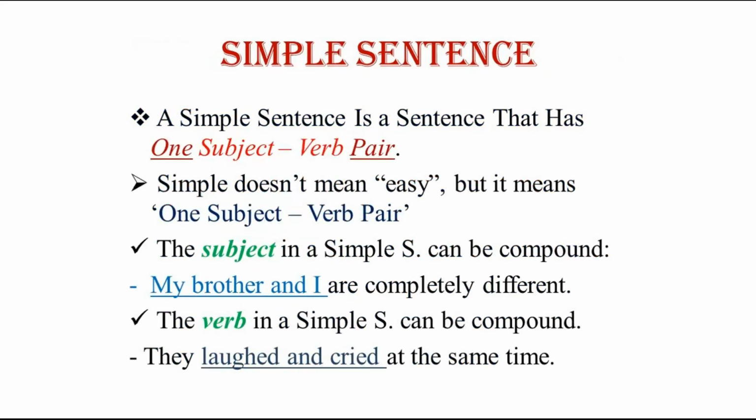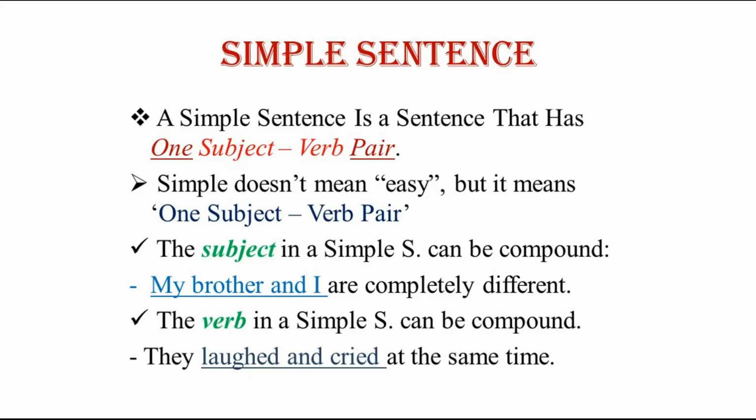Okay, the subject in a simple sentence can be compound. What do I mean when I say a compound subject? That there are two subjects, but we deal with them as one subject because they do the same action. Like when I say, for instance, my brother and I are completely different. Who is completely different? My brother and I. So we are the same subject. Each of us has the same thing. We do not do different things. No, we are completely different, me and my brother.